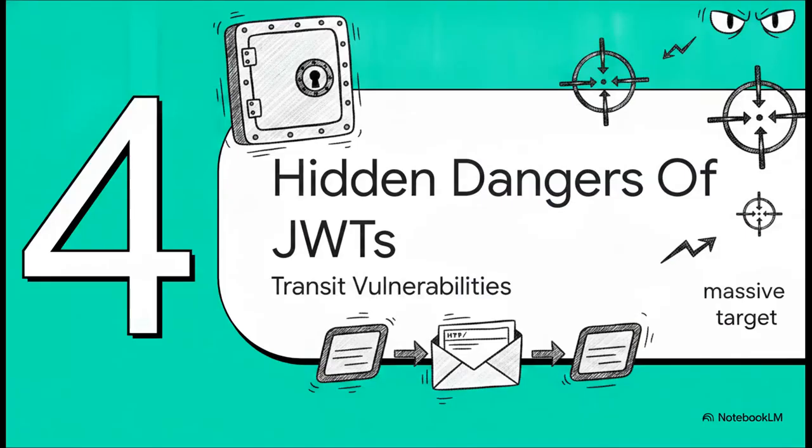All right, Section 4, the hidden dangers of JWTs, vulnerabilities in transit. We've secured the vault, so let's talk about the couriers running between the vaults. I'm talking about JSON Web Tokens, or JWTs. These are those URL-safe cashier's checks passing between your microservices. They are universally popular, but because of that, they are a massive, massive target for attackers.